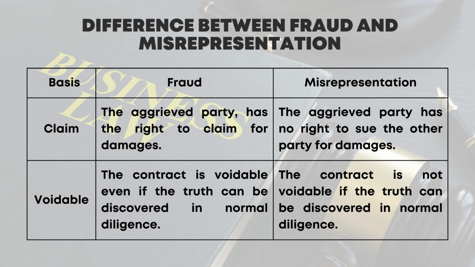Claim: yes, the aggrieved party has a right to claim damages in fraudulent cases, whereas under misrepresentation, he has no right to sue the party for damages. They can revoke, rescind or cancel the contract. Voidable: under fraud, the contract is voidable even if the truth could be discovered with normal diligence. Whereas in misrepresentation, the contract is not voidable if the truth could have been discovered with normal diligence.